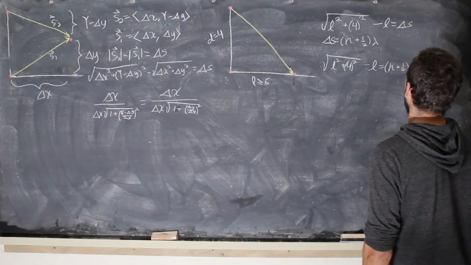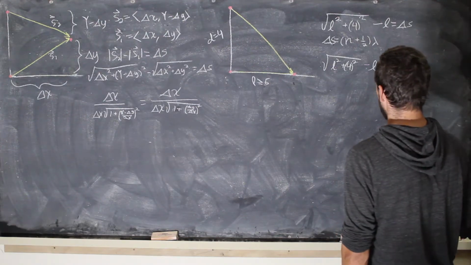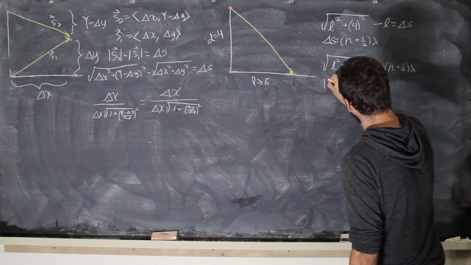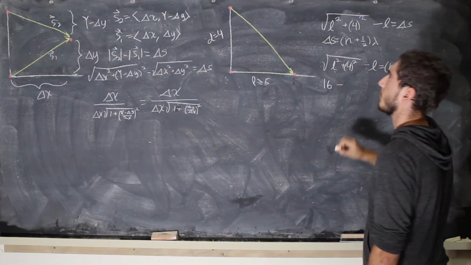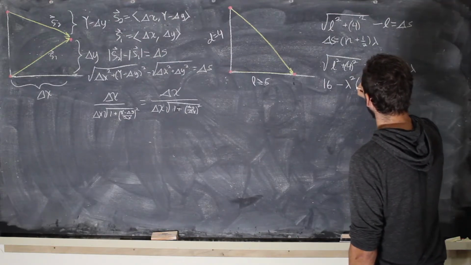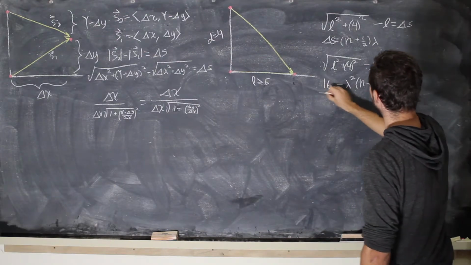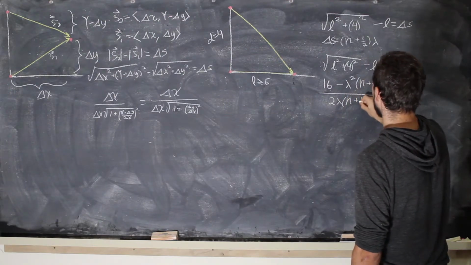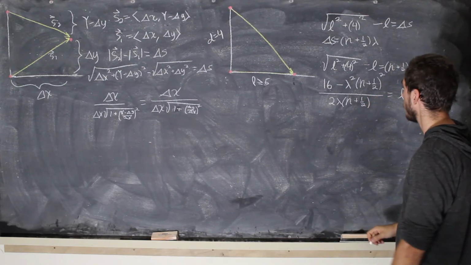Okay, so let's do this first. Let's solve for L. Let's get L alone. And I've done this problem about 100 million times, so I'm just going to see if I can remember it from memory. 16, which is 4 squared, and then I believe it's minus lambda squared times n plus 1/2 squared, over 2 lambda times n plus half, is equal to L, which is what we're looking for.